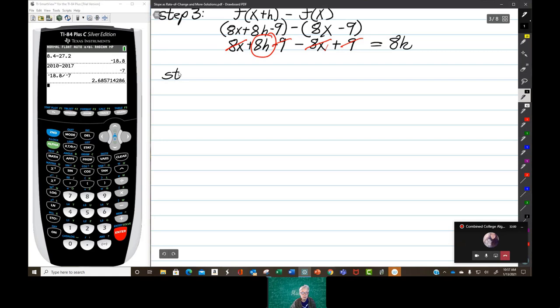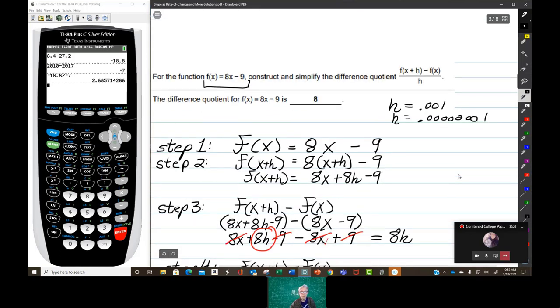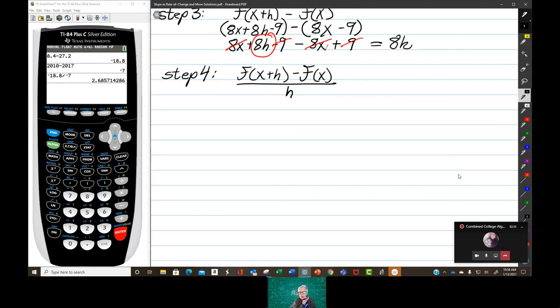So step 4 is going to be f of x plus h minus f of x over h, which is the difference quotient. But it's just a way of finding the average rate of change, or the instantaneous rate of change, but our goal in life was to find the average rate of change. We know that f of x plus h minus f of x gives us 8h. And then we divide by h. And that leaves us with just 8.